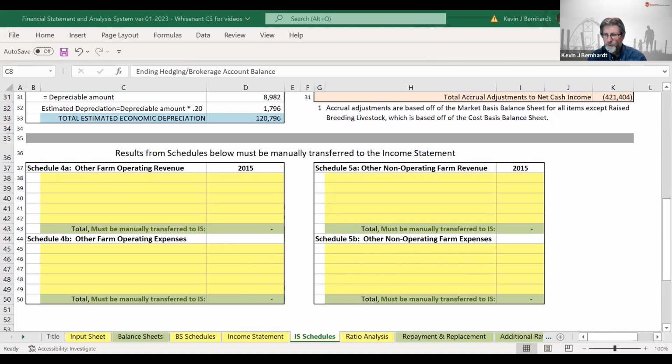So completion of those 4 tabs, the balance sheet tab, the balance sheet schedules tab, the income statement, and the income statement schedules tab, completion of those 4 tabs will create the 4 financial statements: balance sheet, accrual adjusted income statement, statement of cash flows, and statement of owner equity. There are other tabs on the spreadsheet. Let's kind of quickly go through what some of those are. So once those are done, several of these other tabs are automatically completed.